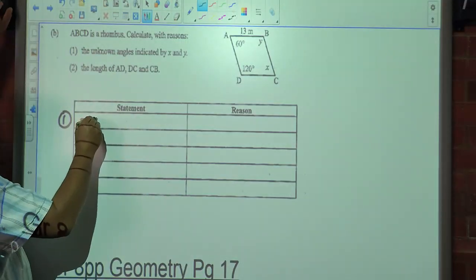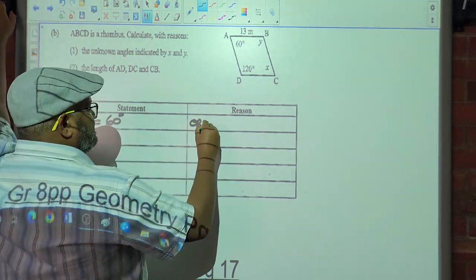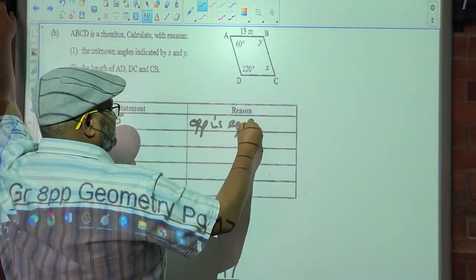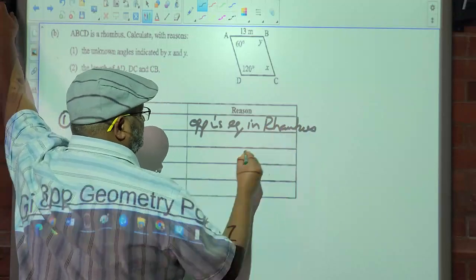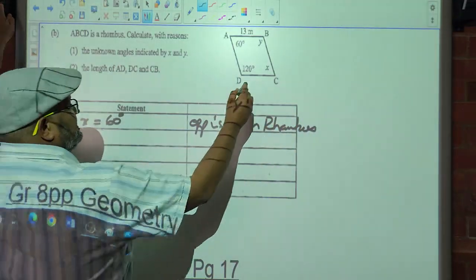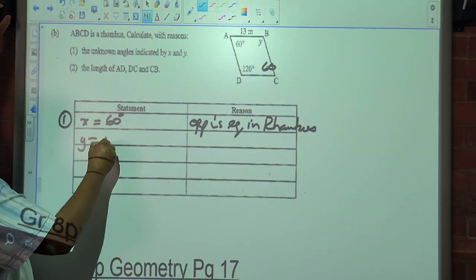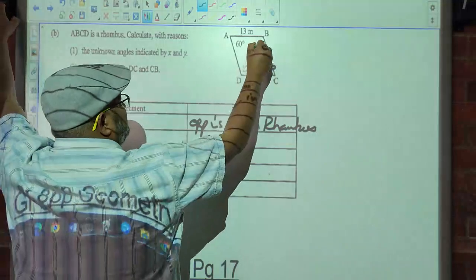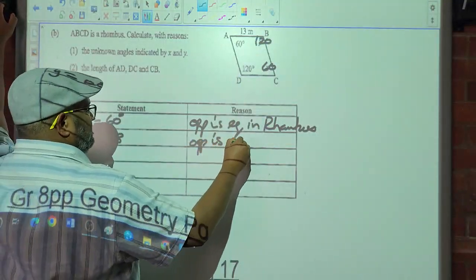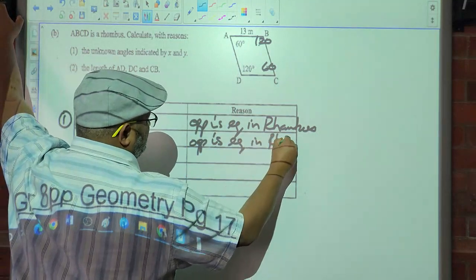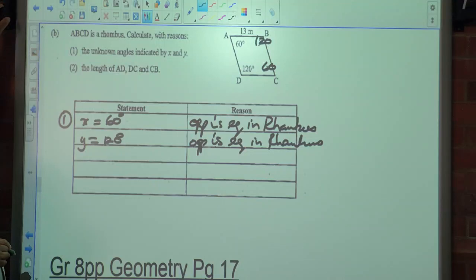So x is equal to 60. Why? Opposite angles equal in a rhombus. So 60 here. y is equal to 120 degrees. Why? Opposite angles equal in a rhombus. Okay.